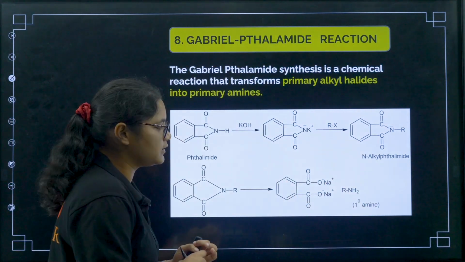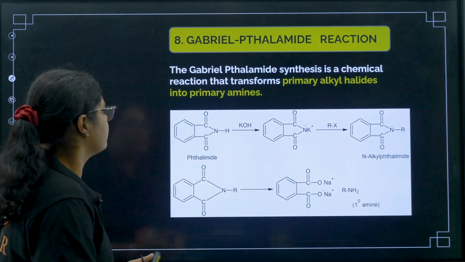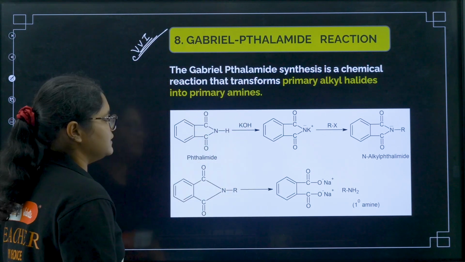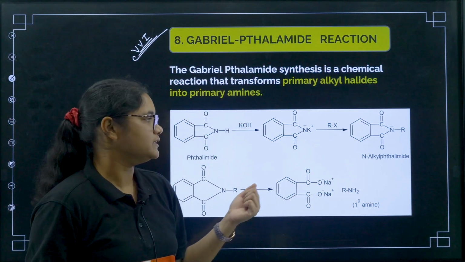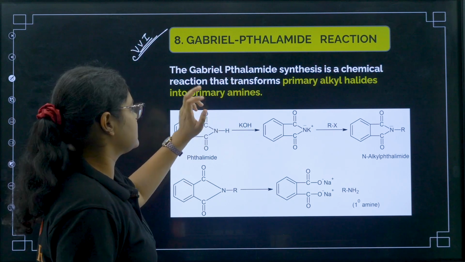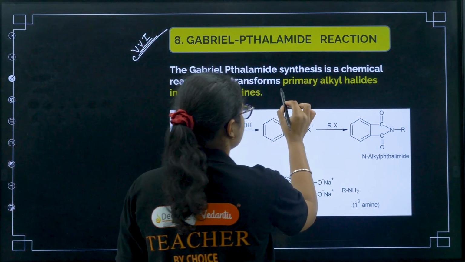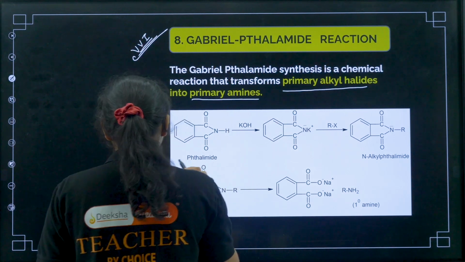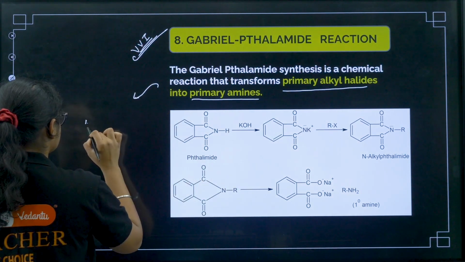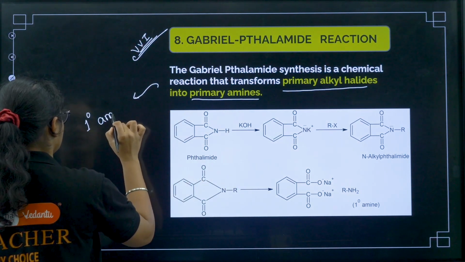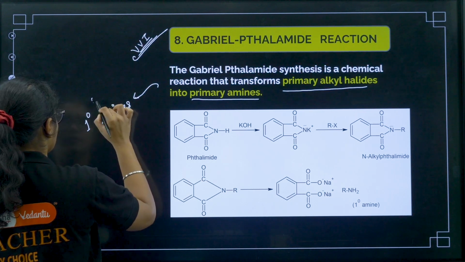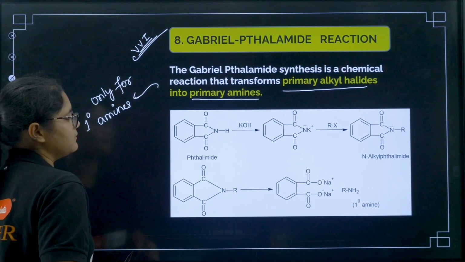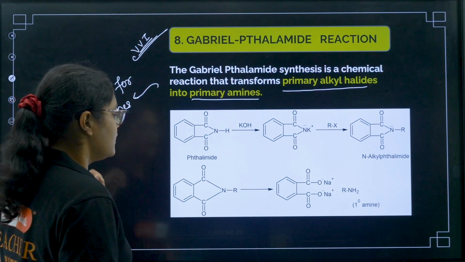Very important reaction. You can see the reaction. It is a very important question from the chapter amines, right? Preparation of amines. Gabriel-phthalimide synthesis is a chemical reaction that converts primary alkyl halide to primary amines. And here you should remember one thing, this method is used only for the synthesis of primary amines. Clear? Fine.